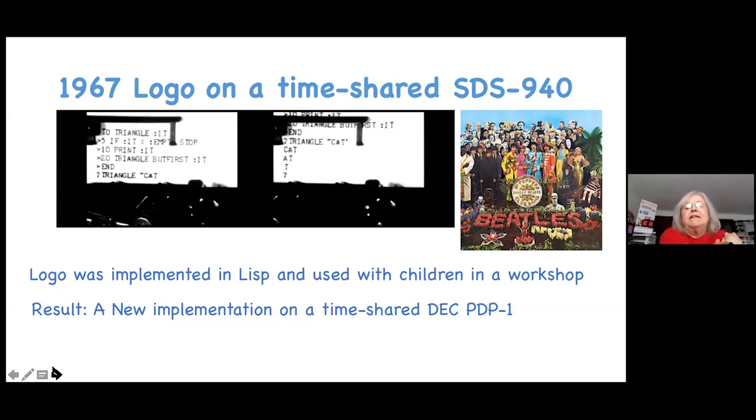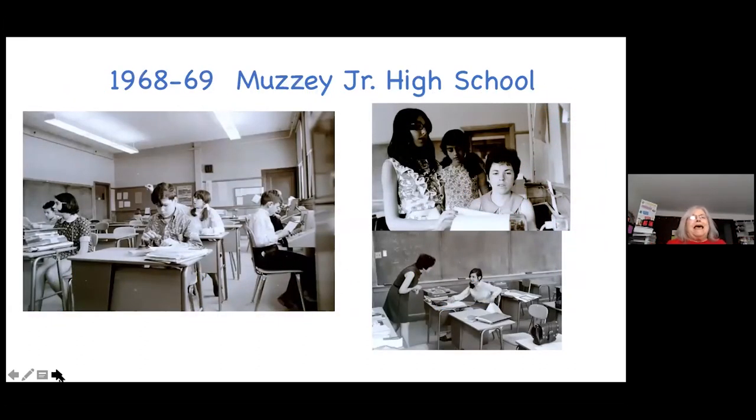BBN had this Digital Equipment PDP-1, like I showed you a picture of in the beginning, that nobody was using. So it became the Logo computer. And by 1968, there was a Logo running on it.